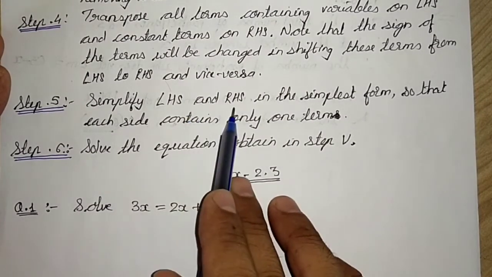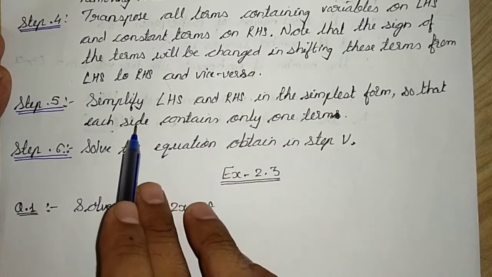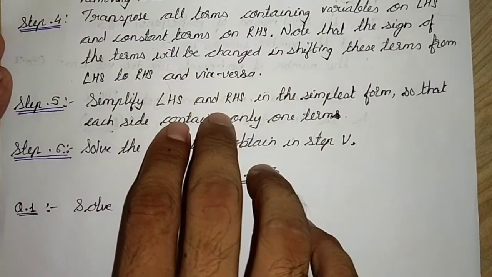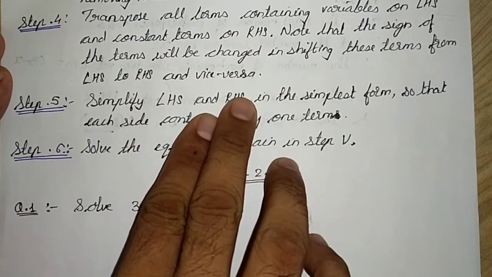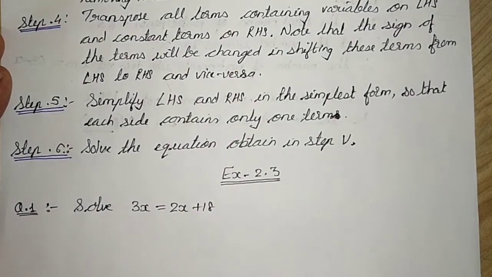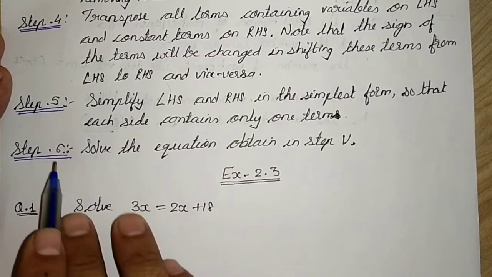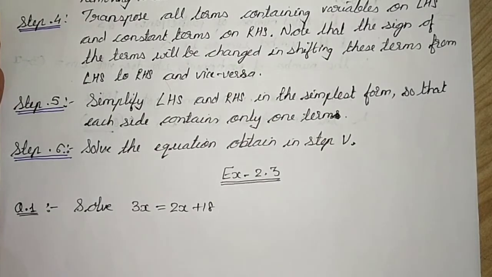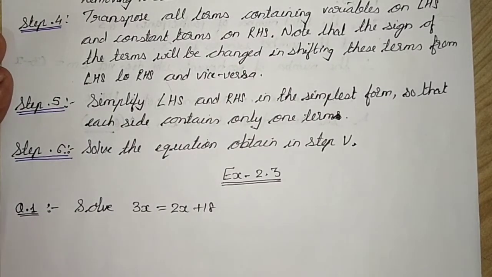Then step number 5. Simplify LHS and RHS into the simplest form so that each side contains only one term. In the fourth step, if you take all the terms containing the variable to one side, you will get 2 terms having the variable. So they are telling us to simplify both sides, the constant part and the variable part, and make it into the simplest form. And then step 6, you will solve the equation which you have simplified in step 5. Don't worry students, it is very easy.